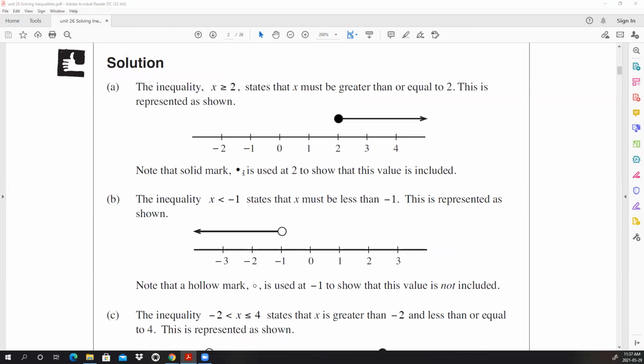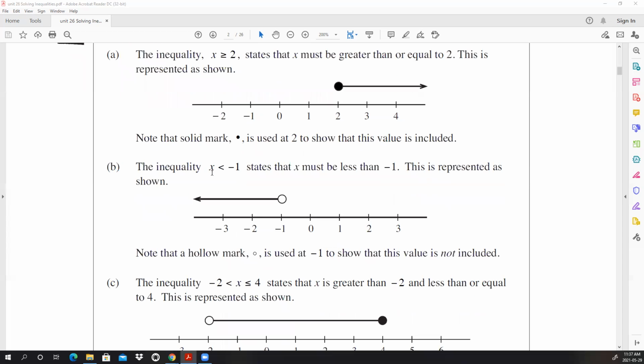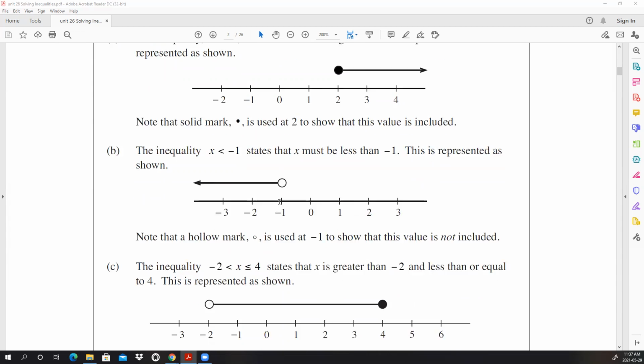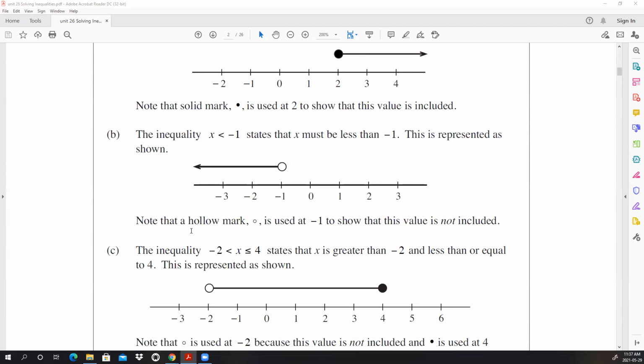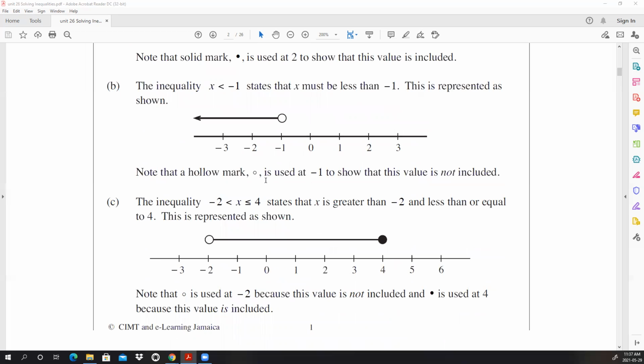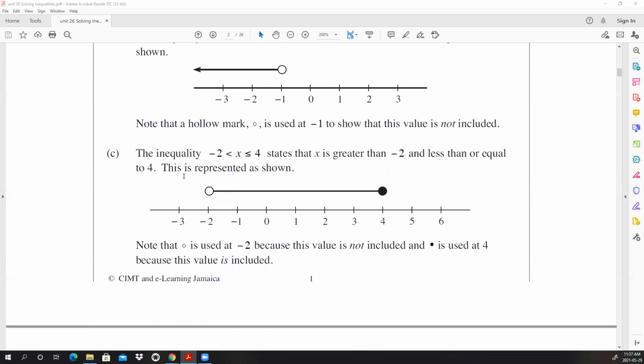And it says here, the solid mark is used at 2 to show that this value is included. Then the inequality x is less than -1 states that x must be less than -1. This is represented as shown. You have a small circle here, not shaded, and then the arrow pointing to the left, starting from -1. Note that a hollow mark is used at -1 to show that this value is not included.